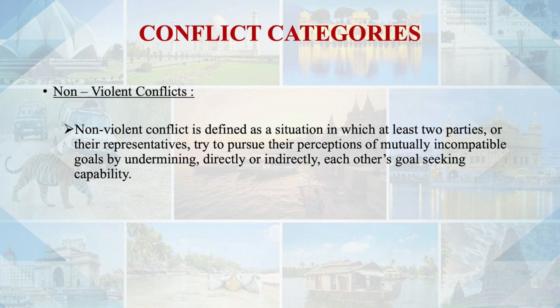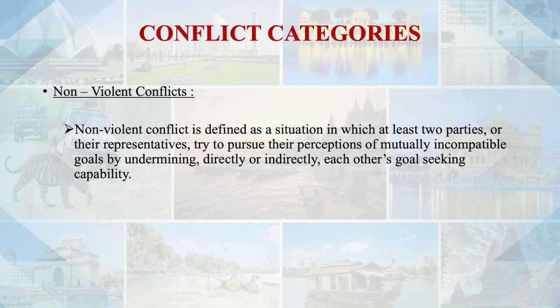Non-violent conflict is defined as a situation in which at least two parties or their representatives try to pursue their perception of mutually incompatible goals by undermining, directly or indirectly, each other's goal-seeking capability. Let us again understand it in very simple words.